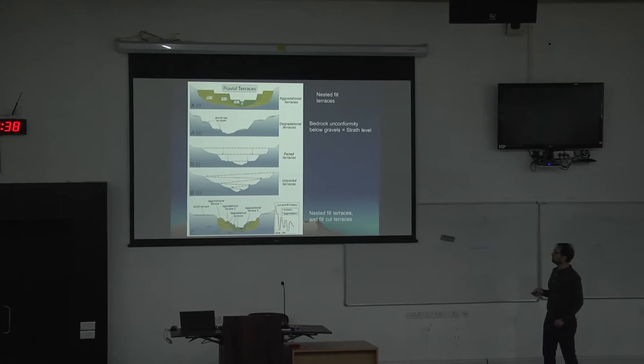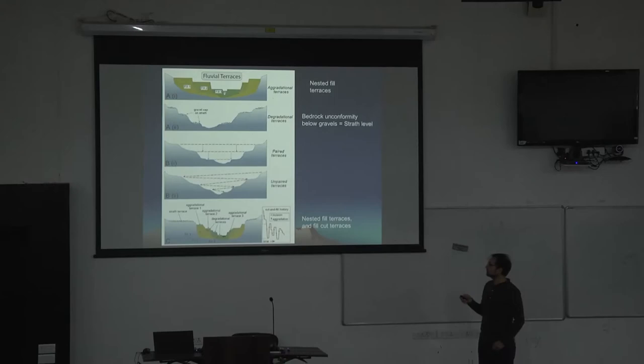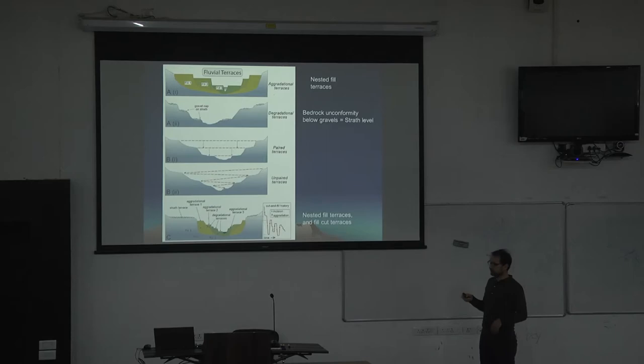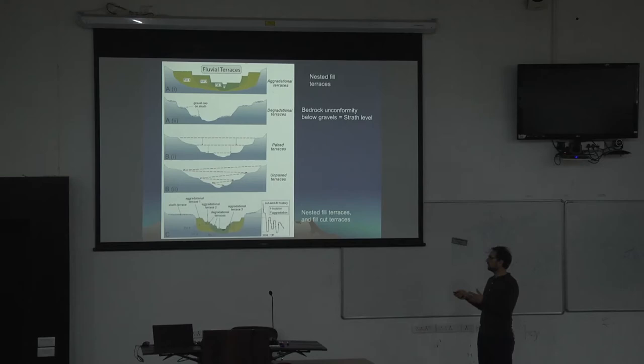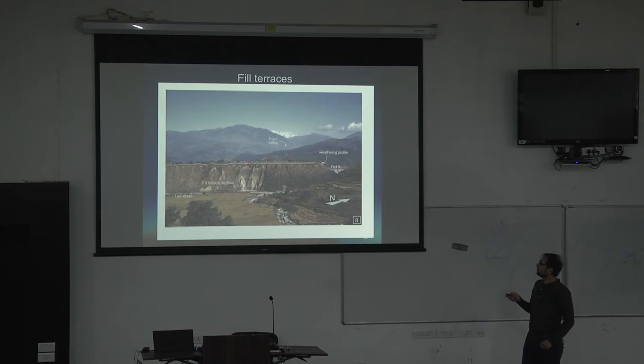So it is important because when we look at the correlation between different terrace levels, usually when you have unpaired terraces, it's more difficult to correlate because from one side to the other side, it's two different generations of terraces with diachronous surfaces. So here is an example picture of fill terraces, in Nepal, in the Himalaya, with more than 100 meters of sediment filling. Well, you see it's quite old because you see some red weathering.